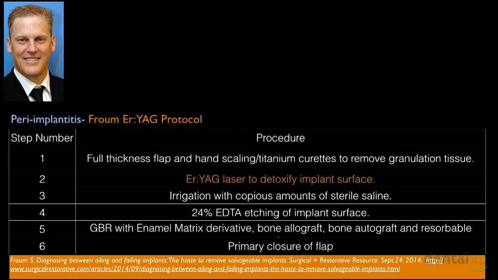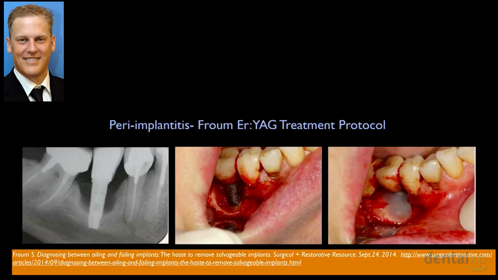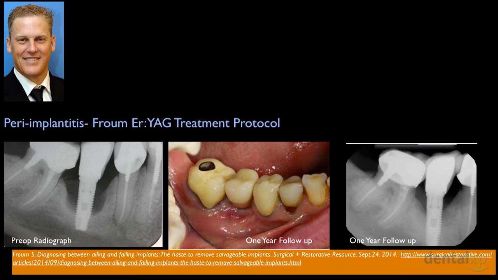Indeed, even Fromm, with his traditional way of looking at periimplantitis in 2014 online, has shown that he's also using the laser now to detoxify his implant surfaces. Here's a case of his with significant bone loss. The laser was used in the middle photograph, and an enamel matrix protein and bone graft was added. The 1-year follow-up you see here shows tremendous bone growth in a vertical direction, salvaging what was otherwise a very, very poor prognosis.